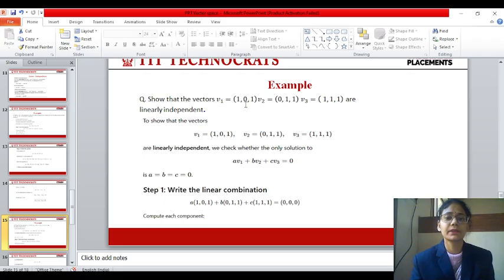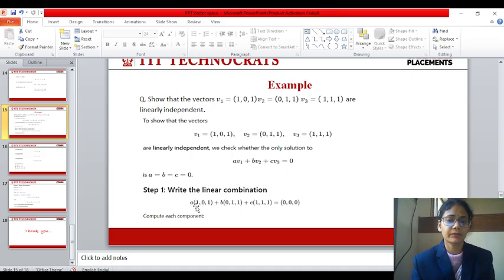In the next example, we have a set of vectors v1, v2, v3 and we have to show that these are linearly independent. That means when we solve their system of equations, the scalars a, b, c will definitely be 0. So let these be v1, v2, v3, and a, b, c three scalars. Now a into v1 plus b into v2 plus c into v3 is equal to 0. First of all, we have to write the linear combination. Put the values of v1, v2 and v3 here. Then make the system of equations.